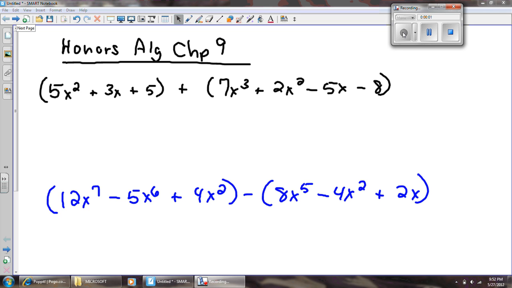Waters Algebra. Here's Mr. Lawrence's review lesson for Chapter 9. This one should be real easy. It's basically polynomials and factoring.